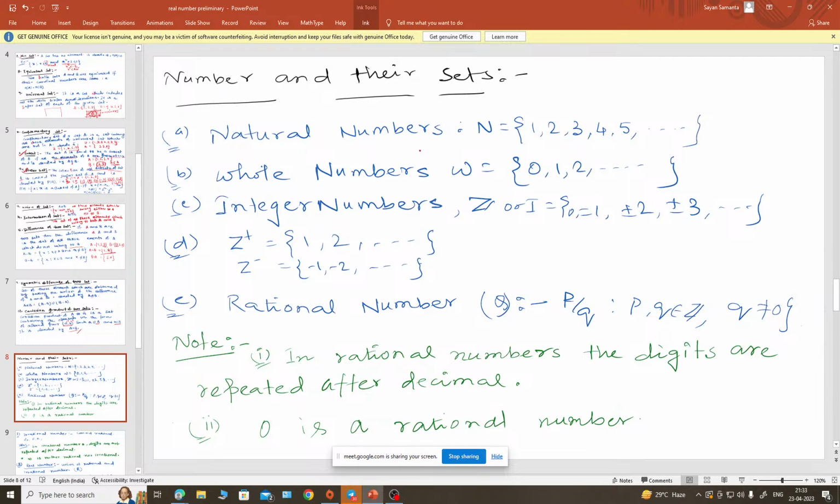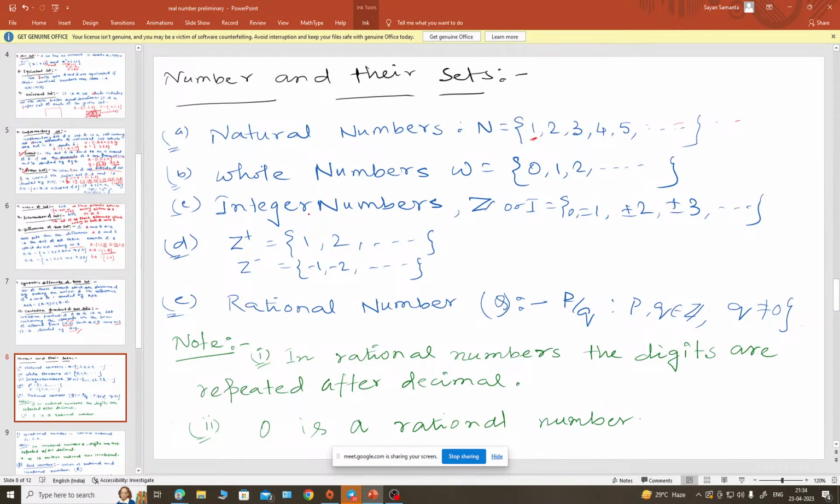So first is natural number. Natural numbers basically start from 1, 2, 3, 4, 5 and so on. Here the lower limit or lower bound is 1 but the upper bound does not exist. Whole numbers start from 0, 1, 2, 3 and so on.